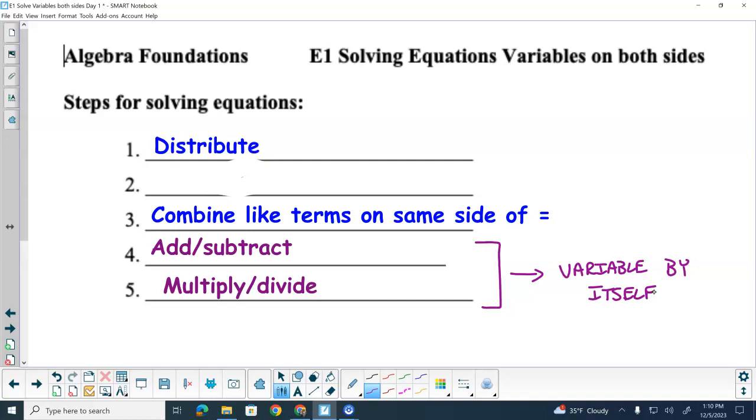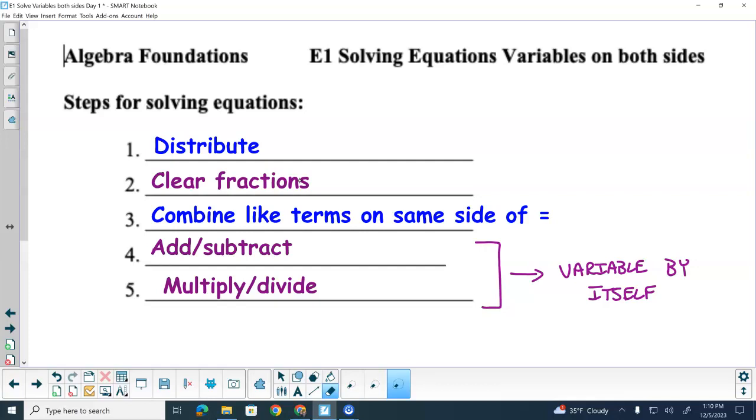So the step that we're going to add in this unit is step number 2. And step number 2 says after we get done distributing, what we are going to do is clear any and all fractions. We're going to get rid of the fractions from our problem so that it makes our problem easier to do.